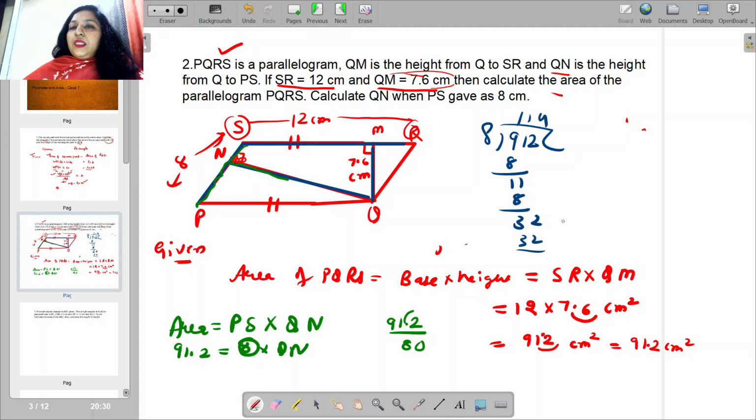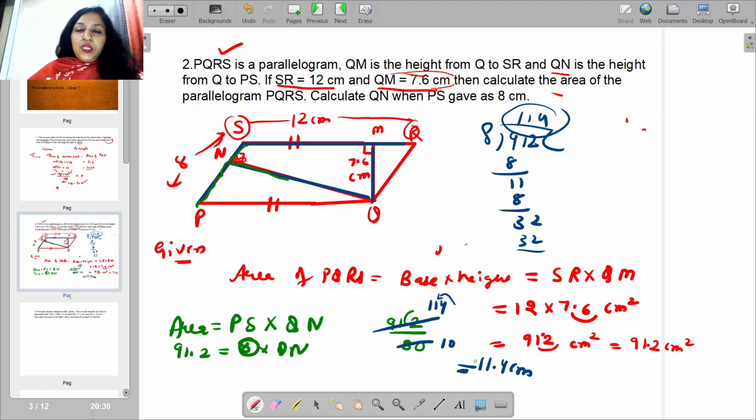Have a look. This number is completely divisible by 8 and the answer is 114. So this divided by 8 is 114. 80 divided by 8 is 10. 114 divided by 10. Denominator में जब 10 होता है, we have to go just one position back. Answer is 11.4 centimeter along with the unit.